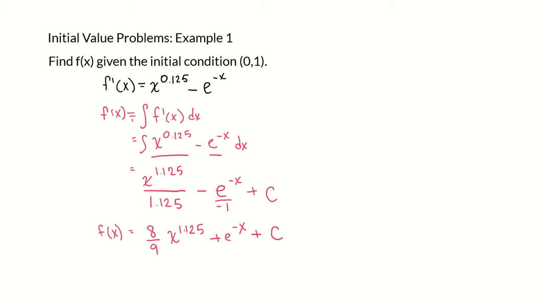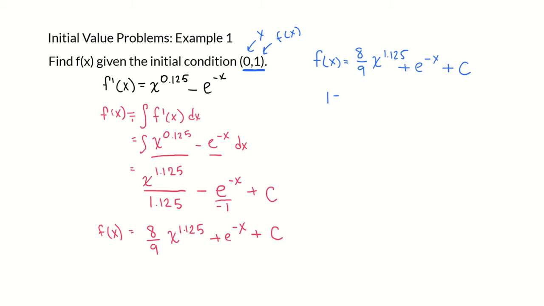And what we're going to do now is, using this f of x function that's in its general form, we want to solve for the constant c. And to do that, we're going to plug in this initial condition. We're going to plug in 0 for x and 1 for f of x.